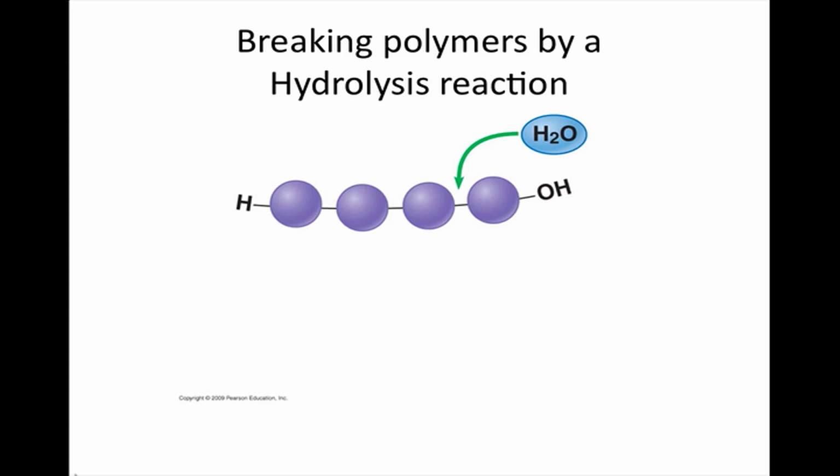Breaking polymers by a hydrolysis reaction. A hydrolysis reaction uses one water molecule to break a link on a longer polymer into a shorter polymer and a monomer. Recall that in any reaction, no molecules are lost. Therefore, the hydroxyl and hydrogen groups will attach themselves to the ends of the individual monomer and the shorter polymer where the link was broken.